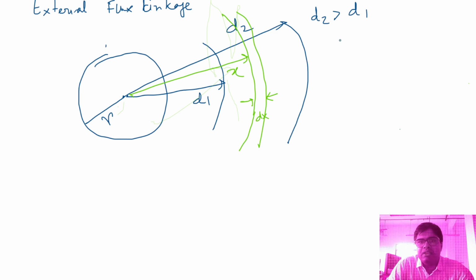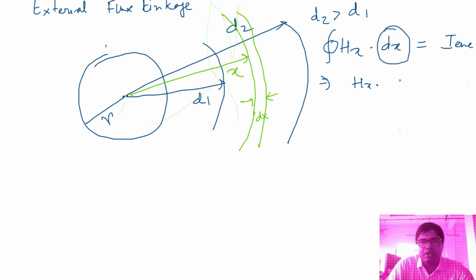So what is Hx as per Ampere circuital law? Hx into dx, that will be I enclosed. Of course, we need to take the integration over a closed circle. So Hx into, now this integration of dx becomes 2 pi x.